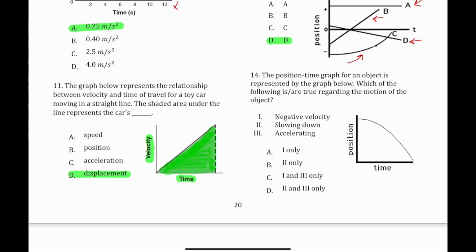14. The position time graph for an object is represented by the graph below. Which of the following is or are true regarding the motion of the object? Here, the slope shows that it has negative velocity and of course accelerating because it's not a constant or a straight line. So this one is right and this one is right. So the right answer is 1 and 3 only, C.